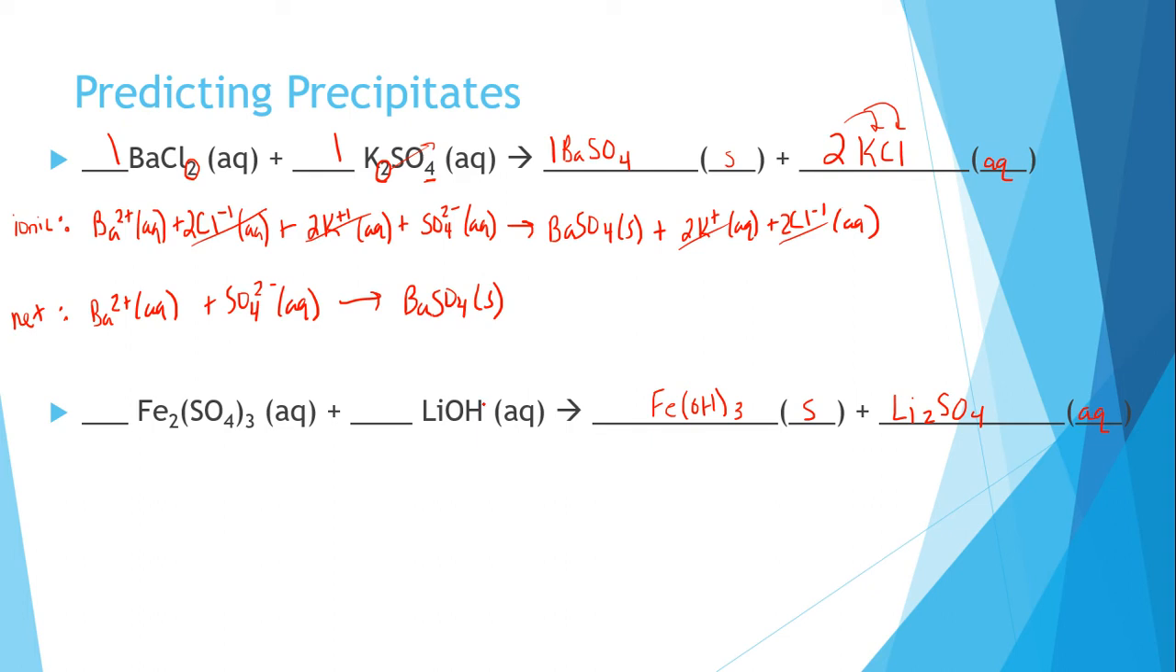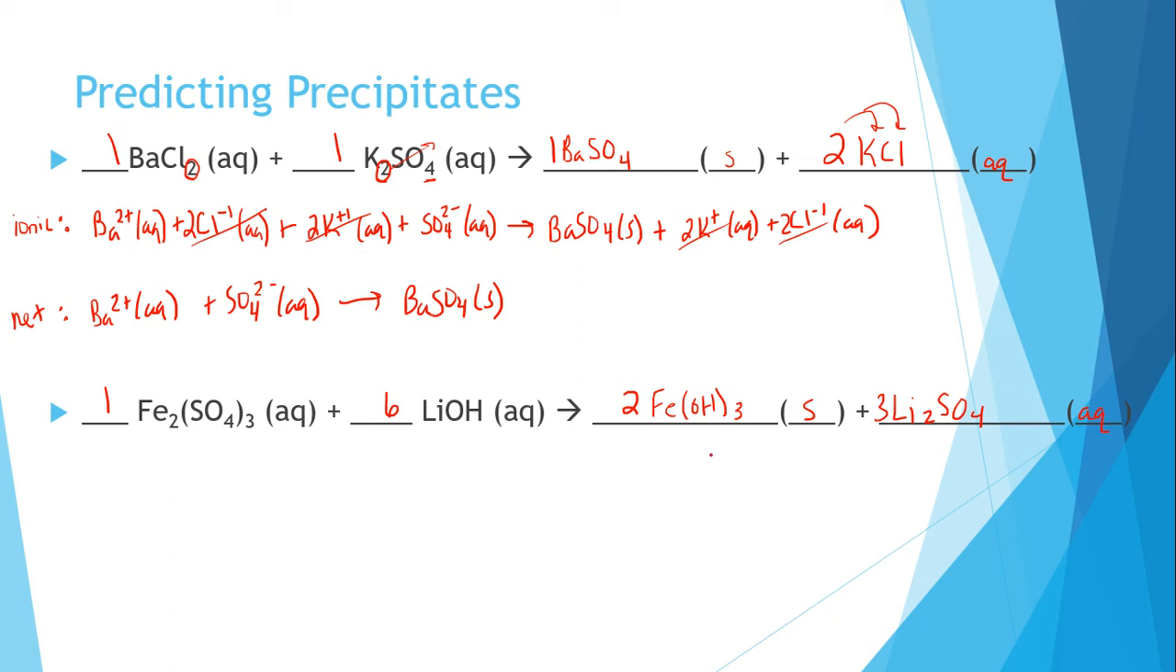So if you are having a little bit of trouble with this one, first, let's get this thing balanced. So the easiest thing to do here is to put a 3 here. That gives me 6 lithium. I'm going to put a 6 here, and then a 2 here, and a 1. So when you balance this, 1, 6, 2, and 3.